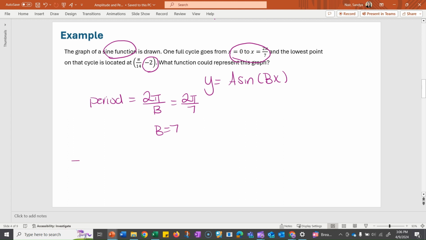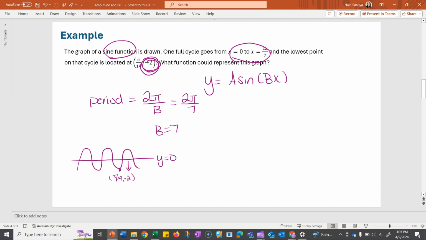If we think about the sine function, the midline is at 0. At y equals 0, we have the midline of our function, and we know the amplitude can be the distance from the midline to the lowest point also. So that's going to equal our y coordinate. Since this point is down here at pi over 14, negative 2, that distance in y is going to tell us the value of the amplitude.